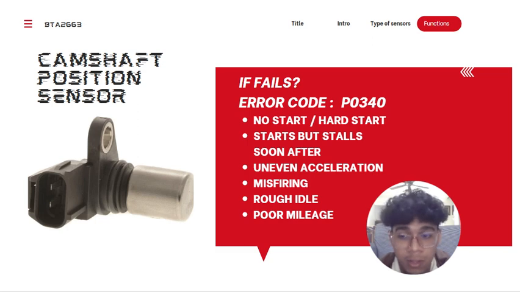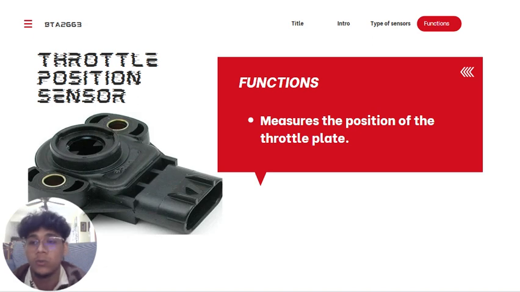Failure symptoms of the camshaft position sensor are usually the same or very similar to the crankshaft position sensor. If it fails, it will be hard to start, and if it does start, it will stall soon after. Next, we're going to the throttle position sensor.